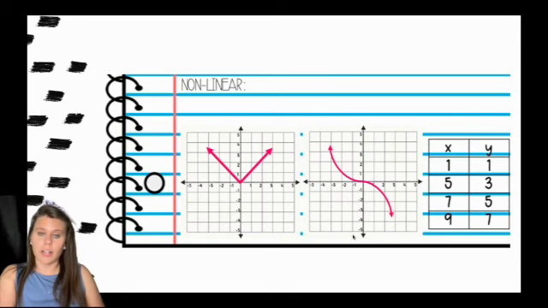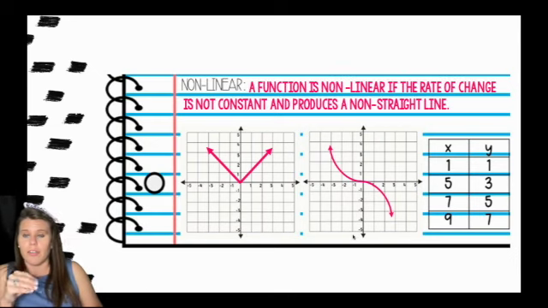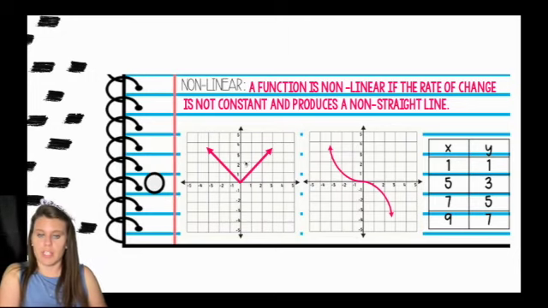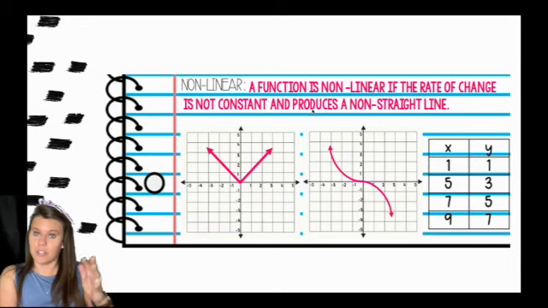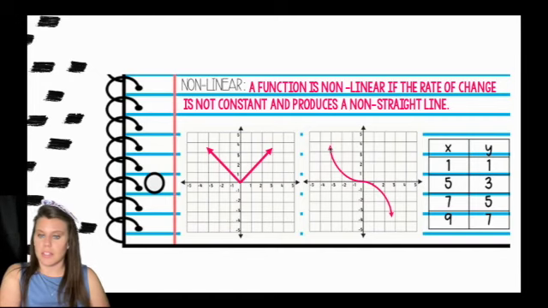Now nonlinear. A function is nonlinear if the rate of change is not constant and produces a non-straight line. What that means is if you look at these right here, do you see how it goes down and all of a sudden it's increasing? If it is a constant rate of change, it's not going to increase then decrease. It's either going to decrease continuously or it's going to increase by the same number continuously. And again, the same thing here if it has any type of curve. So here I'm going down 2, right 1, and here it's down 1, right 1. Different rates of change right there.